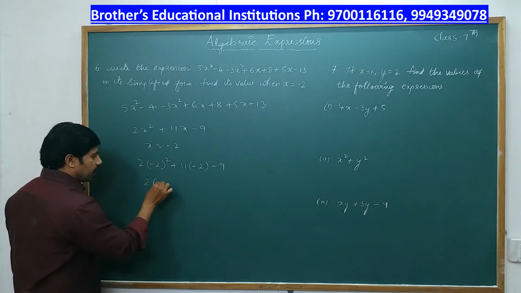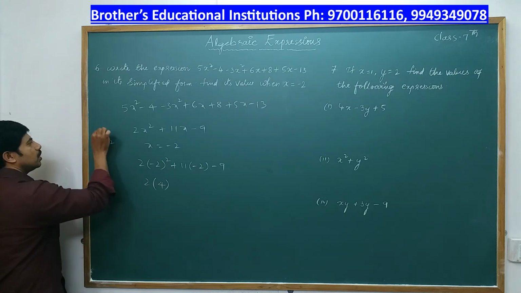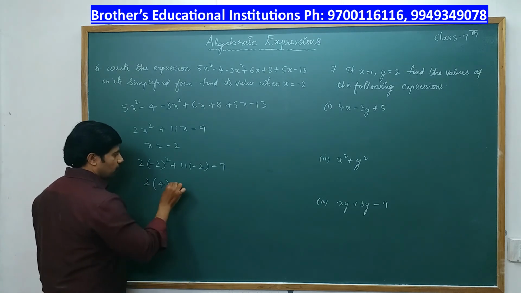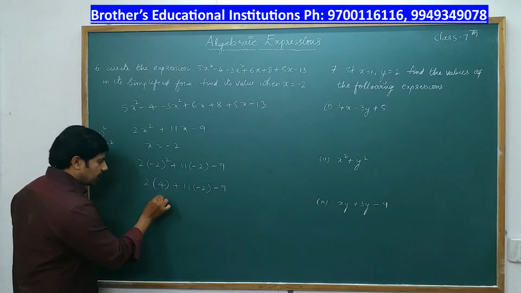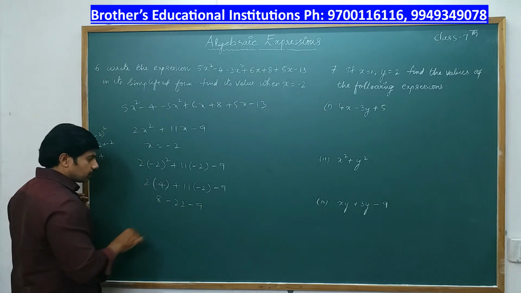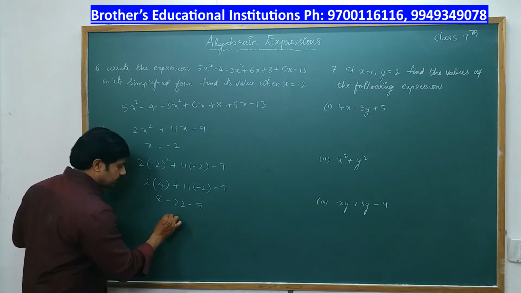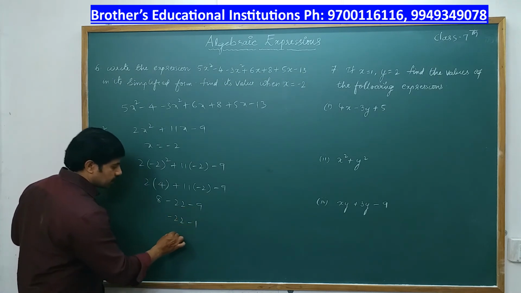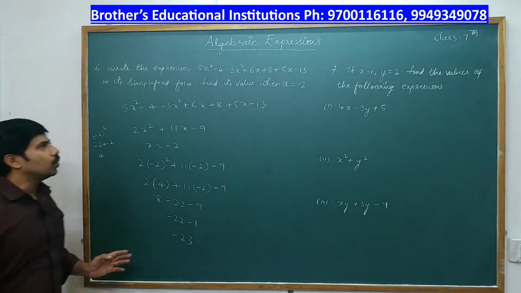Then 2 into minus 2 square is 4. See, remember minus 2 square means it is minus 2 into minus 2. 2 2s are 4, minus into minus is plus. So 2 into 4. 11 into minus 2 as it is and minus 9 also as it is. Now we get 8 minus 22 and minus 9. So what we do is 8 minus 9 is minus 1. Minus 22 as it is. So minus 22 minus 1 will become minus 23. So the sixth one is completed. Now we'll go to the seventh problem.